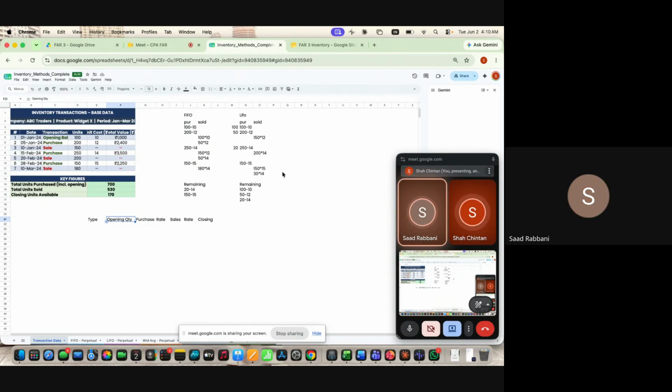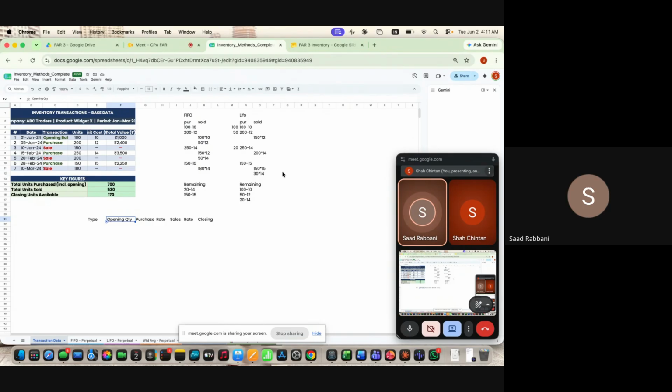For FIFO, the first item we buy will go first out. So we bought 100 units for 10, then 200 units for 12. So we bought the 100 units for 10 first, so they will go out first, and the remaining 50 will go from the 200 for 12. Then we bought 250 for 14, but we still have the $12 units, so the 150 will go from that, and the remaining 50 will go from the $14 ones.